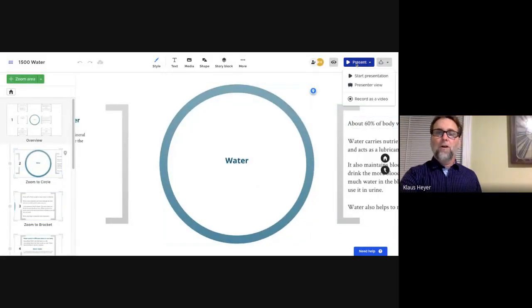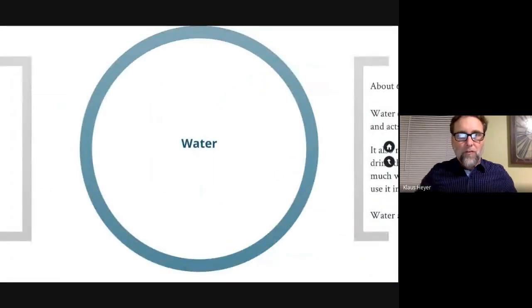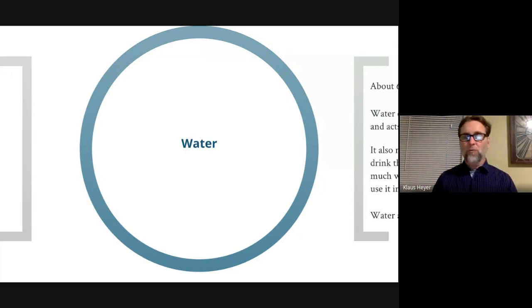All right, we are on water. This is one of the three micronutrients. So the other two are vitamins and minerals. So now we've covered the six classes of nutrients after this week: carbs, lipids, proteins, water, vitamins, minerals.